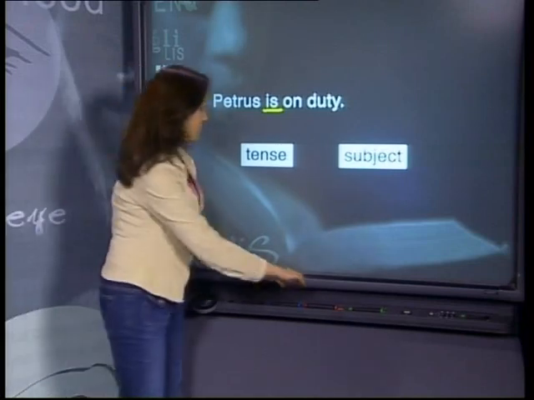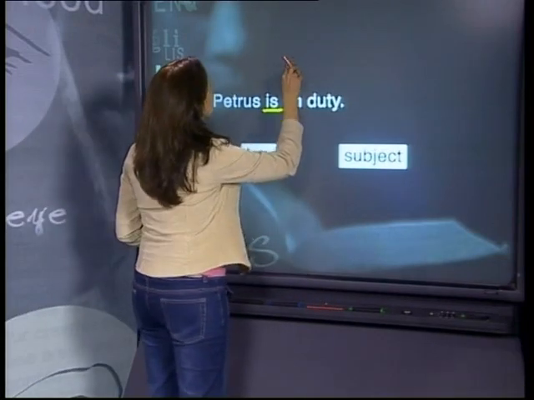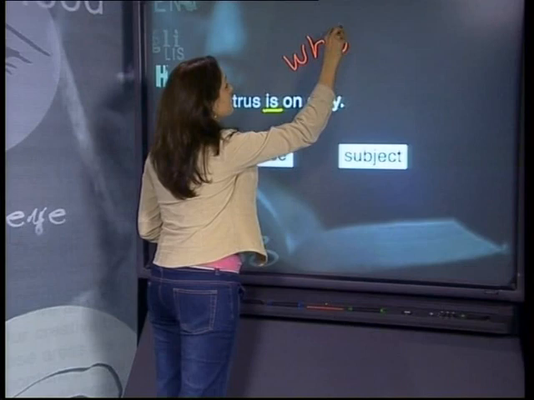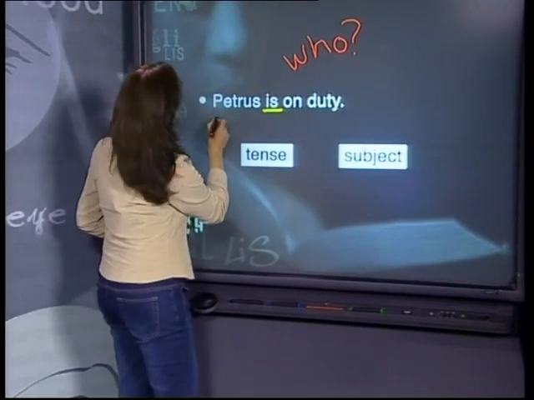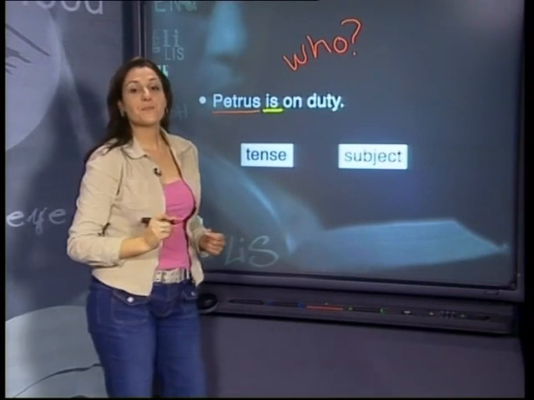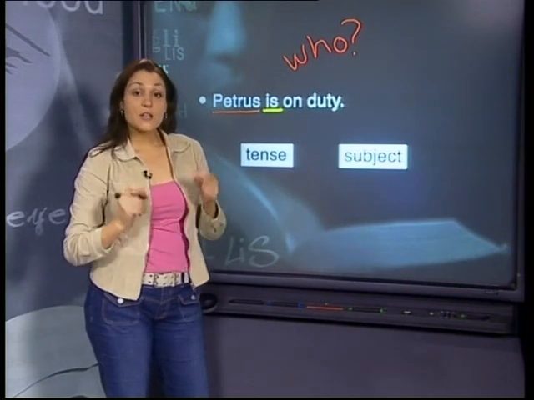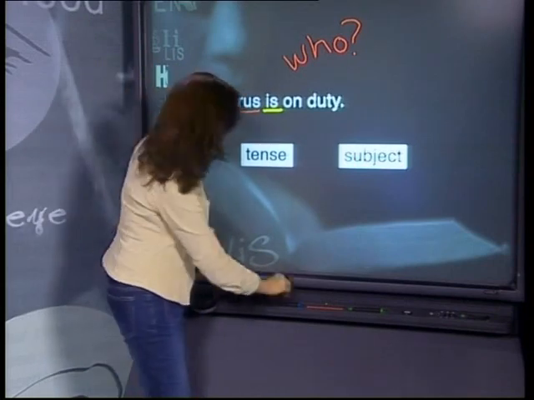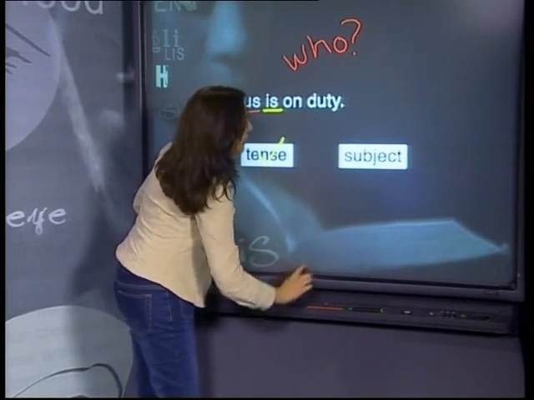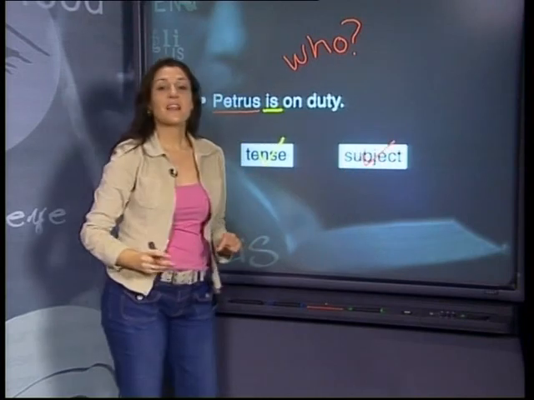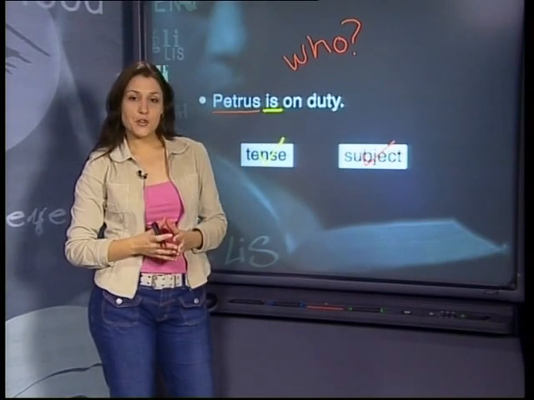We ask, who does the action? And we get the answer, Beatrice. Beatrice is the subject. So, is shows tense and subject. It is therefore a finite verb.